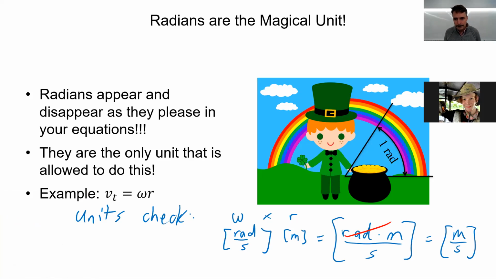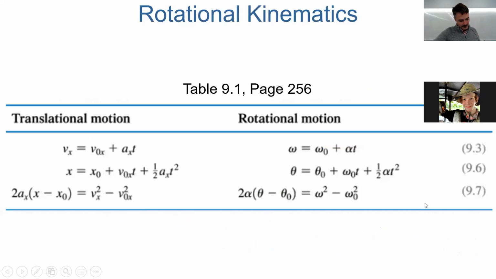Okay. I think if you leave the radians on there, if you say that the tangential velocity is 30 radian meters per second, that would be wrong, right? It doesn't make any sense. The tangential velocity is 30 meters per second. Sort of a weird thing.